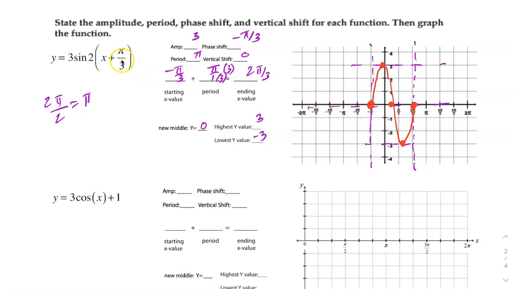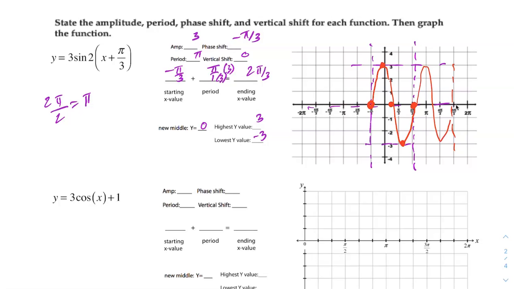We moved to the left pi over 3 and we moved up 0. I guess we didn't move it up at all. We moved it up 0. So again, that's only one rotation. If I want to keep on going on and on, just add another period, add another 2 pi to get pi plus 2 pi over 3, which would get me 5 pi over 3. So it'll be over here, and I just do another rotation.